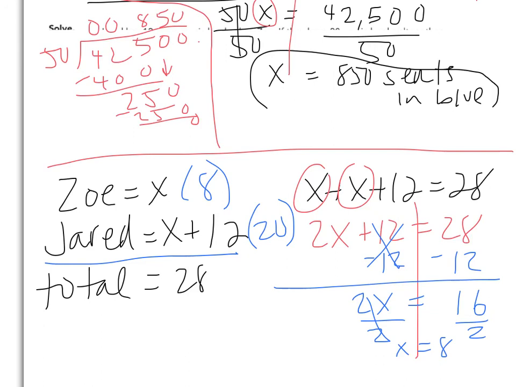Now we need to get our variable alone, so I undo my addition by subtracting 12 from both sides, so I have 2X equals 16. Undo your multiplication with division, you get X equals 8. That means since Zoe was X, she has 8, and Jared is 8 plus 12, which gives you 20. And when you do 8 plus 20, you get the total, which is 28.